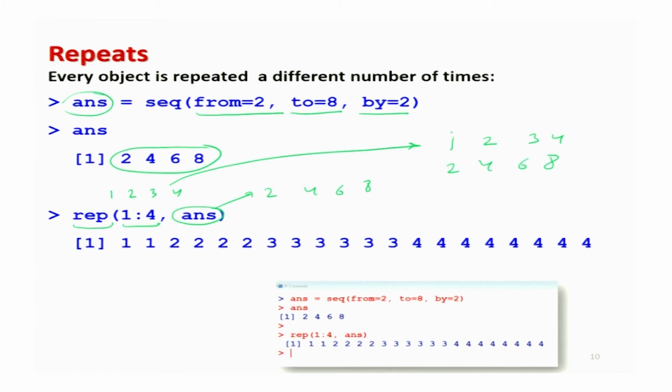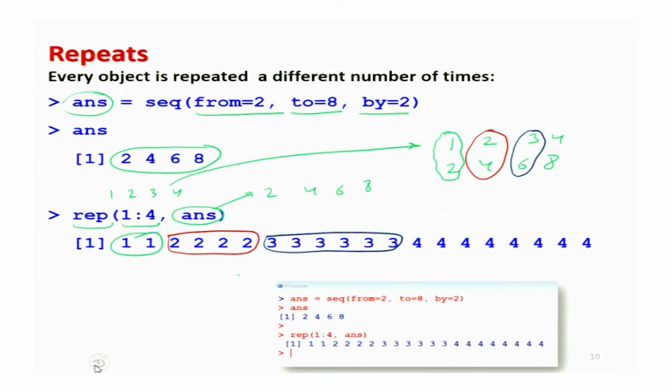So 1 is going to be repeated 2 times, you can see here. Then 2 is going to be repeated 4 times. Then it will pick up the third value. 3 is going to be repeated 6 times. So 1, 2, 3, 4, 5, 6. And finally the last value. What is the last value? 4. So 4 is going to be repeated 8 times. So you can see here 1, 2, 3, 4 and then 1, 2, 3, 4, that is 8 times.